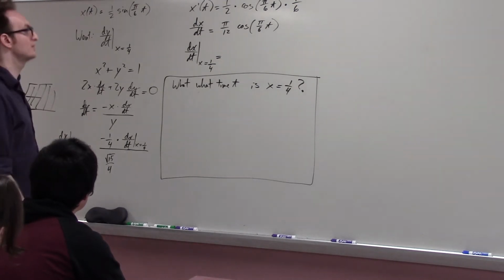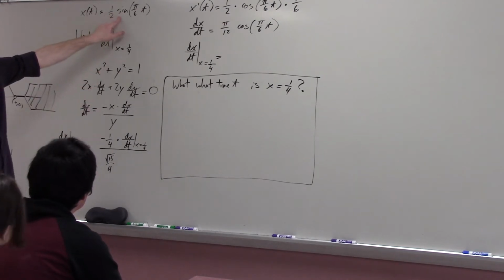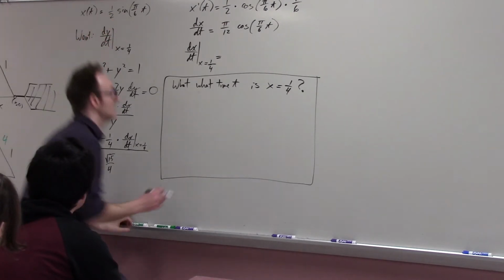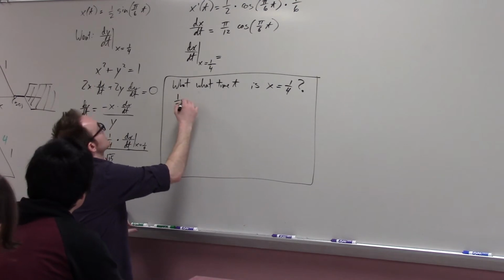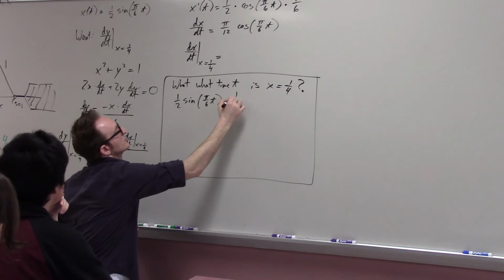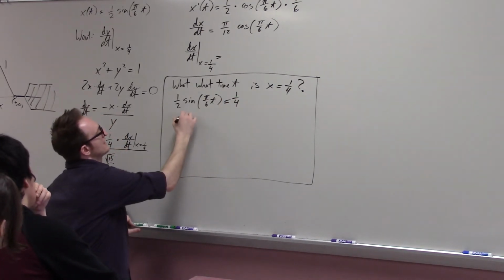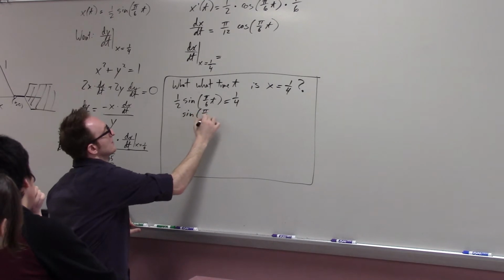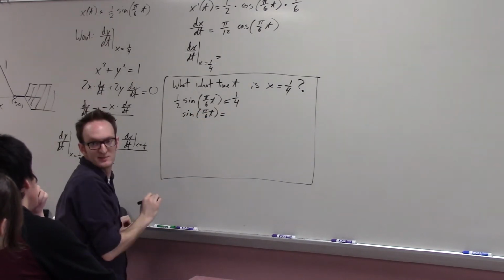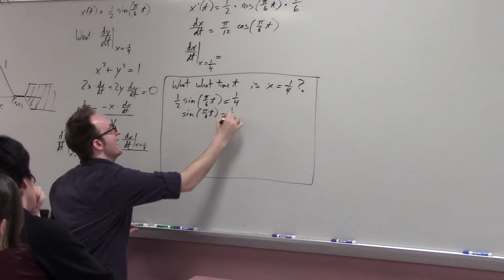Okay, so I can do that, I guess. I just need to set x equal to 1/4 and then solve for t. So now I need to solve the equation 1/2 sine of pi over 6 t equals 1/4. All right, this is just a little bit of pre-calc here. So that's like sine, is this making sense? Sine of pi over 6 t is 1/2.